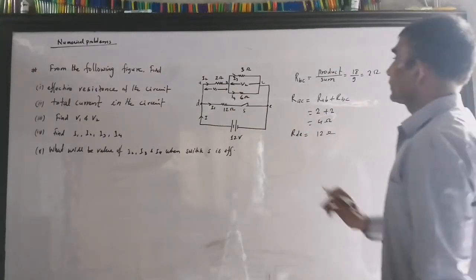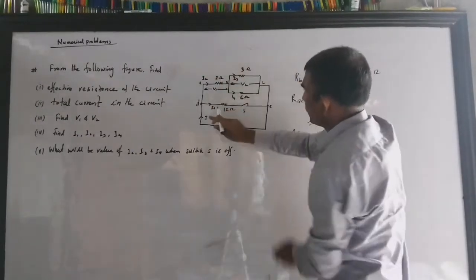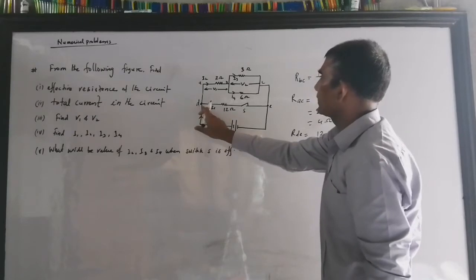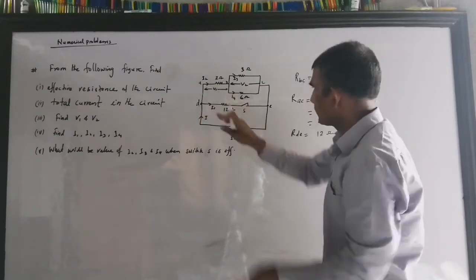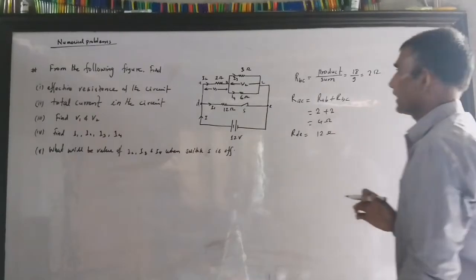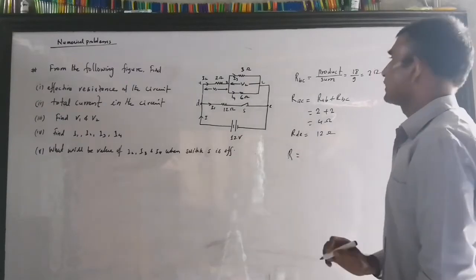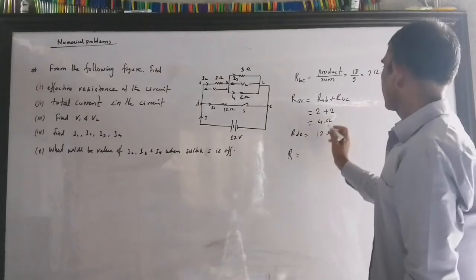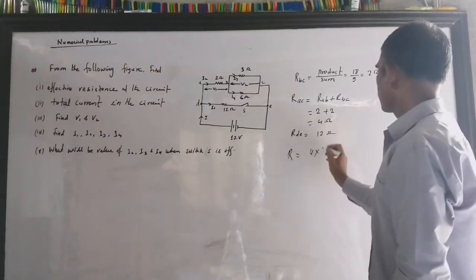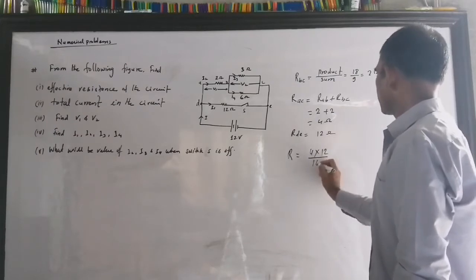Now we have this branch and this branch, and both are in parallel, because the current I going from here divides into two parts, one I1 and another I2. If they are separate ways for the current to go, they are in parallel. So now the equivalent resistance will be the product of these two branches divided by their sum. One is 4, another is 12. Product is 4 into 12, by the sum, 4 plus 12, which is 16.